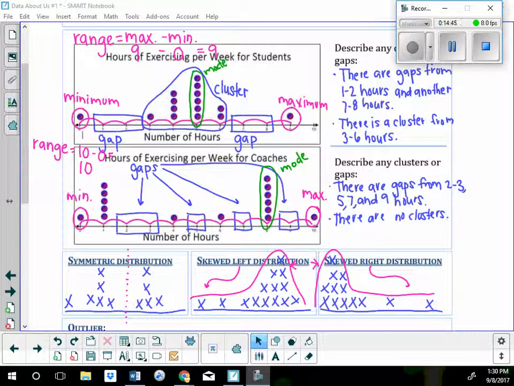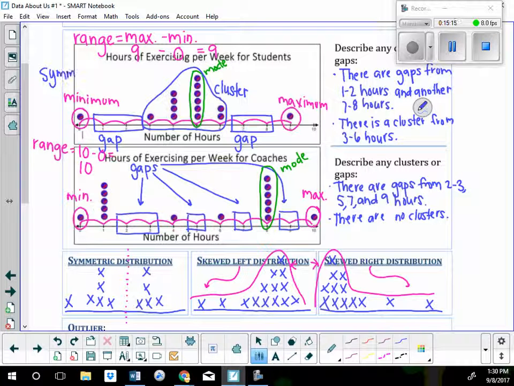Do you have a question? What do you guys think with the raised hand? What do you think? Megan, what do you think? I think it's symmetric distribution because on the left side there's basically the same, except for on the right side it's 6.